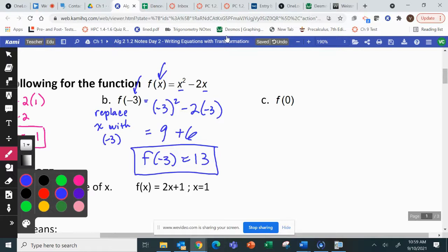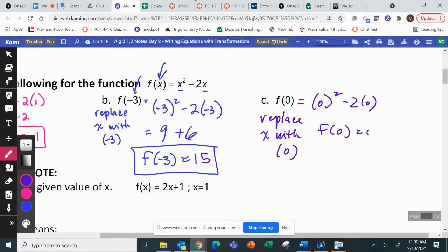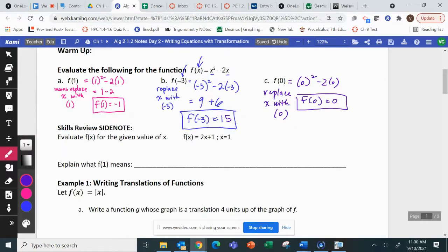And then question C is f of 0. So that means replace x with, because I can't do math, that's why. Whoopsies, 15. Yeah, 15, okay. We're gonna replace x with 0, so then we do 0 squared minus 2 times 0, which is 0. Okay. You have the wrong color there.